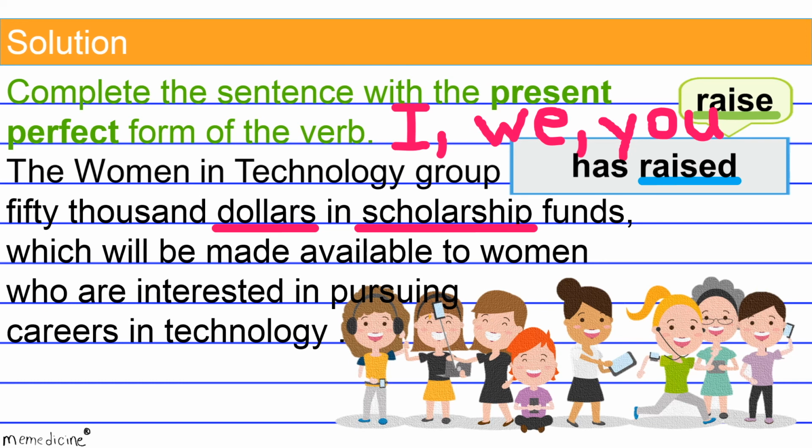Moving along, we have preceded raise with the present tense form of the helping verb to have that agrees in number with the subject of the verb, the Women in Technology group, a singular third person noun. Basically, with everything I've said, what I'm really trying to say is that has raised is definitely the correct present perfect tense verb form of raise.